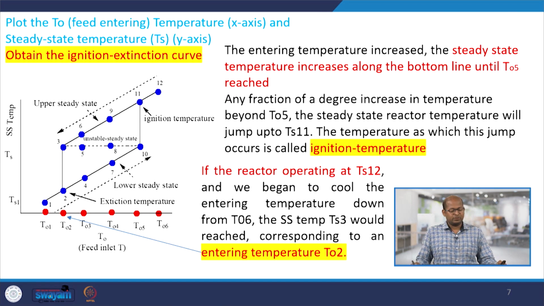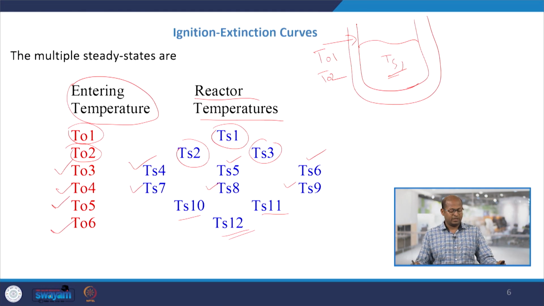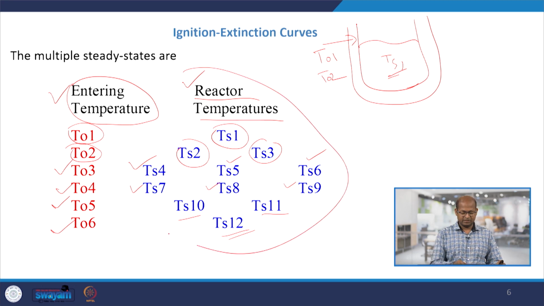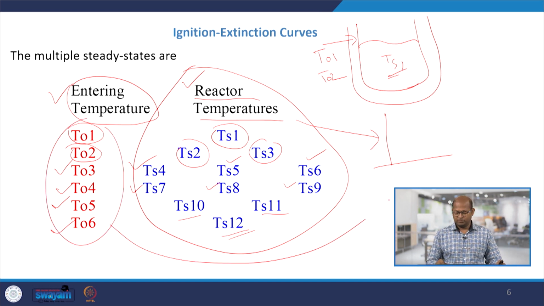Okay. So, now if we plot here, T0 is the feed entering temperature, and this is the reactor temperature or steady state temperature. So, the steady state temperature we plot on the y axis, and the feed entering temperature we put on the x axis.